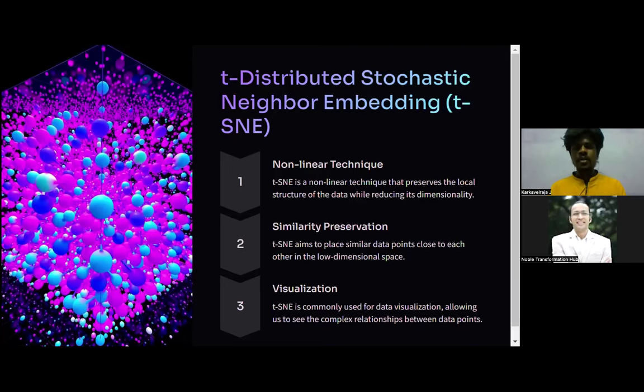Finally, visualization. t-SNE is commonly used for visualization, allowing us to see the complex relationships between the data points. Whenever we have a huge volume of data, we need visualization so that we can get a better understanding of what the data is. t-SNE is a very nice algorithm which makes visualization much easier, and the dimension of the data can be anything. So that is all about t-SNE, one of the dimensionality reduction techniques.